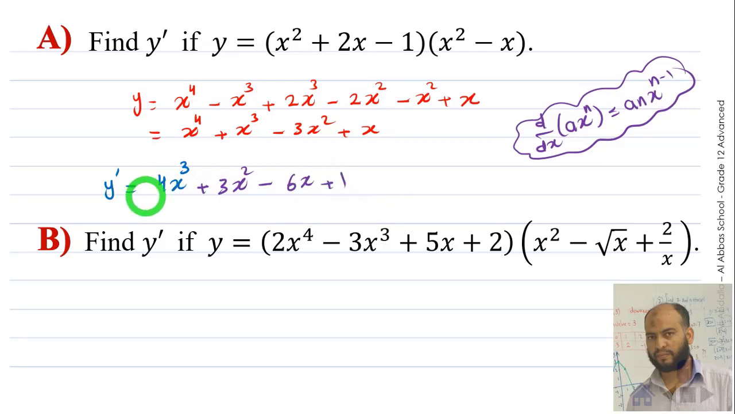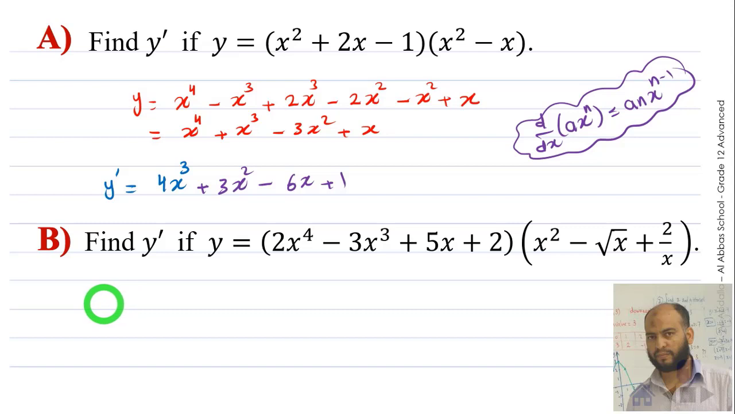This is our derivative. But here in the second derivative, find y prime if y equals 2x to power 4 minus 3x to power 3 plus 5x plus 2, multiplied by x to power 2 minus square root of x plus 2 over x. It is not easy to distribute these brackets before applying the normal rule of differentiation. Then we need another rule to make it simple.